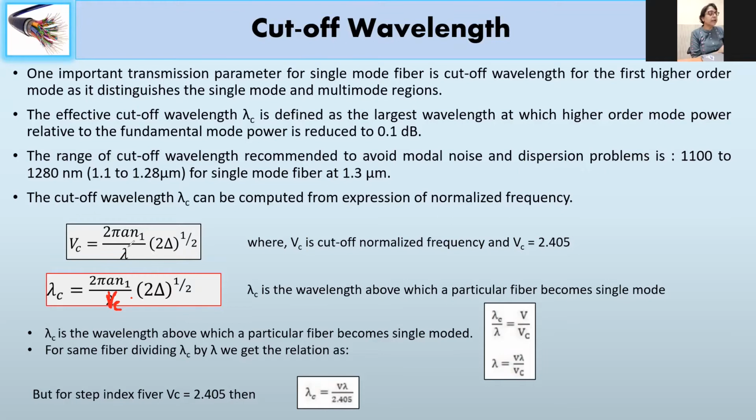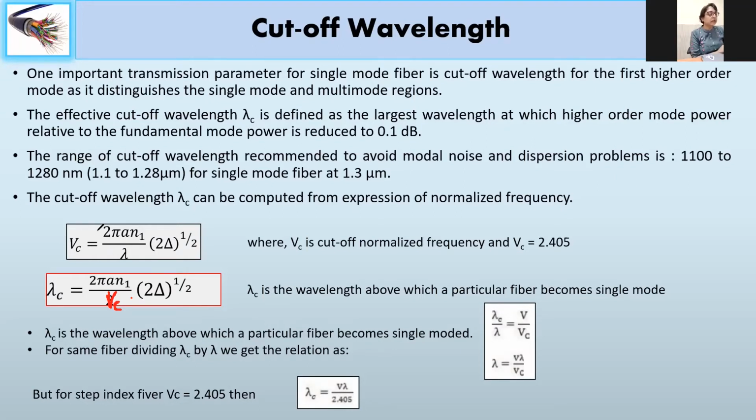basically what will happen is, if I increase this lambda, what will happen to V? Yes, if this is increased, your V number will reduce, right? So if V number reduces, the number of modes also get reduced, because modes are directly proportional to V square by 2 or V square into alpha upon alpha plus 2, depending upon the refractive index profile.